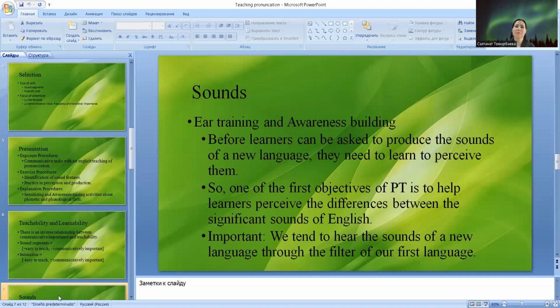Of course, for example, to hear the sounds of a new language, we will try to correctly pronounce your new language, for example, not as in English, as in Kazakh, or in the Russian way. For example, book, book.